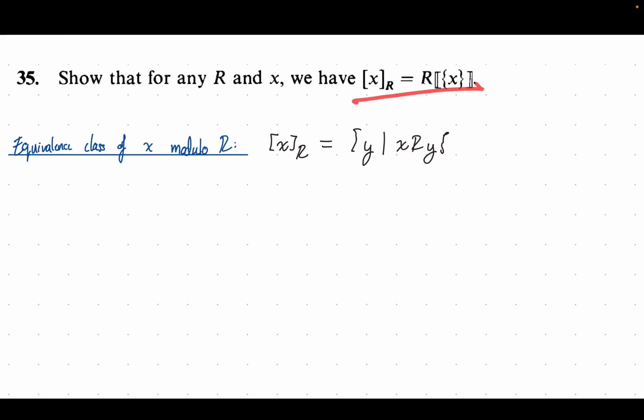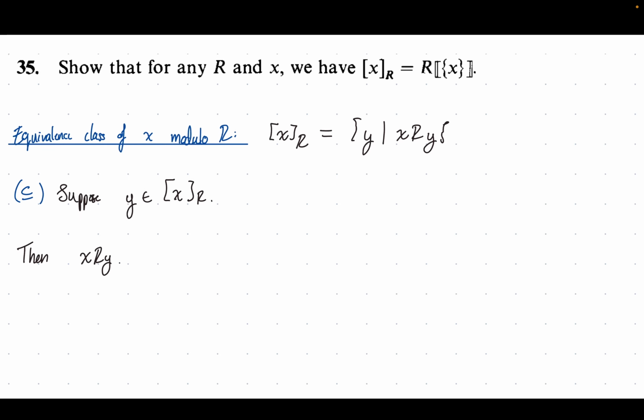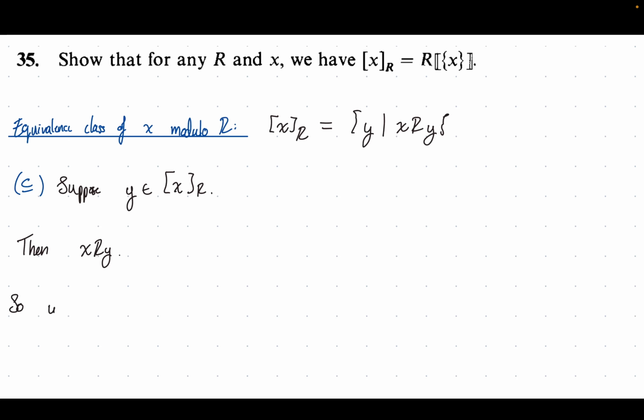show that this is true, right? And to do this, we show that they're both subsets of each other. Okay, so let's do this. Now let's suppose y is in the equivalence class of x modulo R. And then we know that x R y is true. So y is in the range of R.